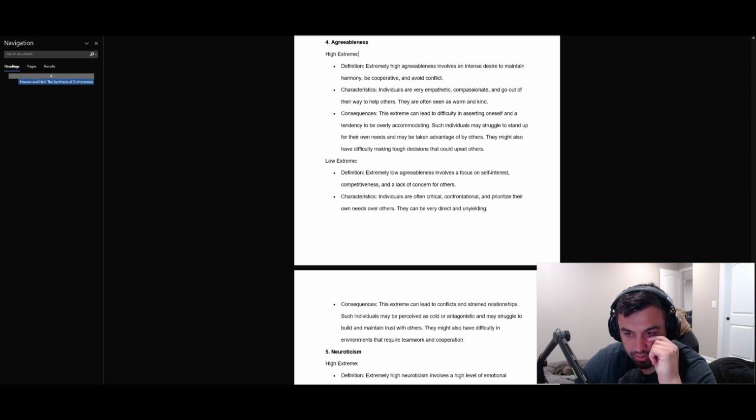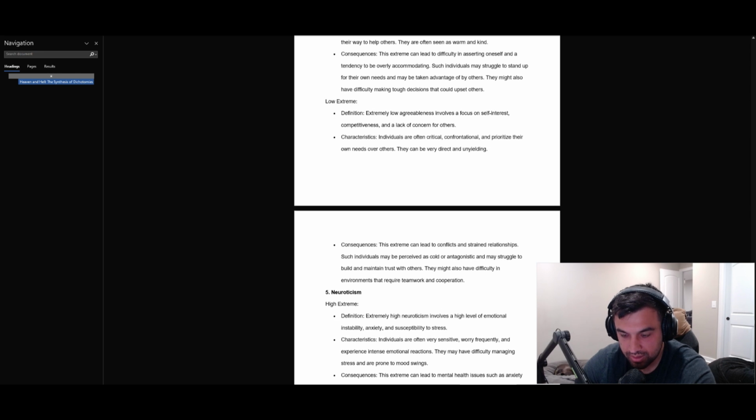So extremely low agreeableness involves a focus on self-interest, competitiveness, and a lack of concern for others. Individuals are often critical, confrontational, and prioritize their own needs above others. They can be very direct and unyielding. And the consequences of this is that they lead to conflict and strained relationships. Such individuals may be perceived as cold, antagonistic, and may struggle to build and maintain relationships or trust with others. They might find teamwork and cooperation difficult in the environment that they work in.